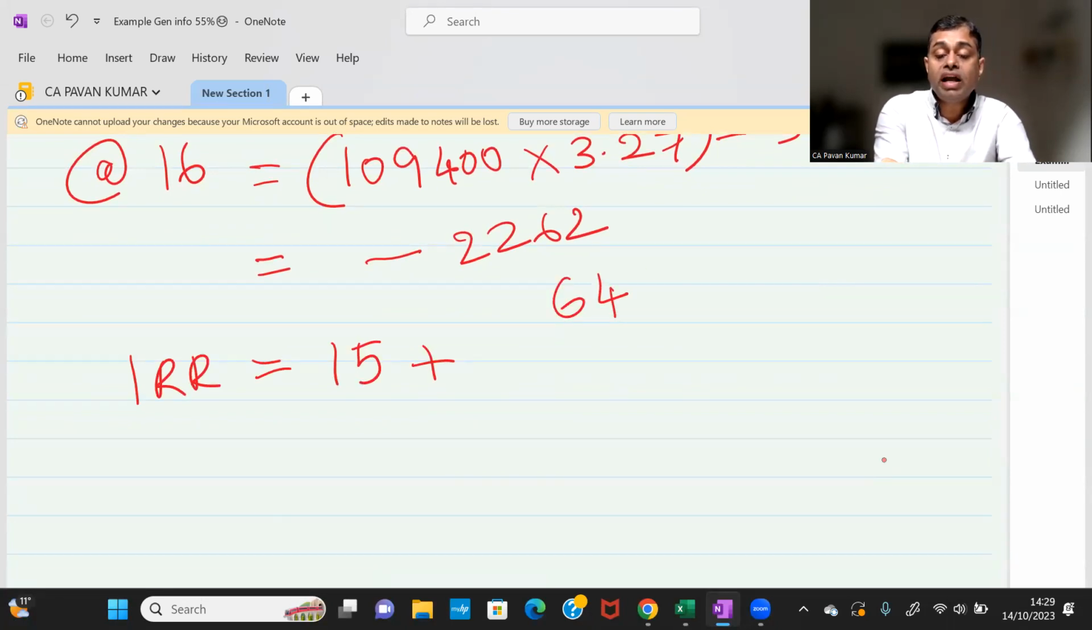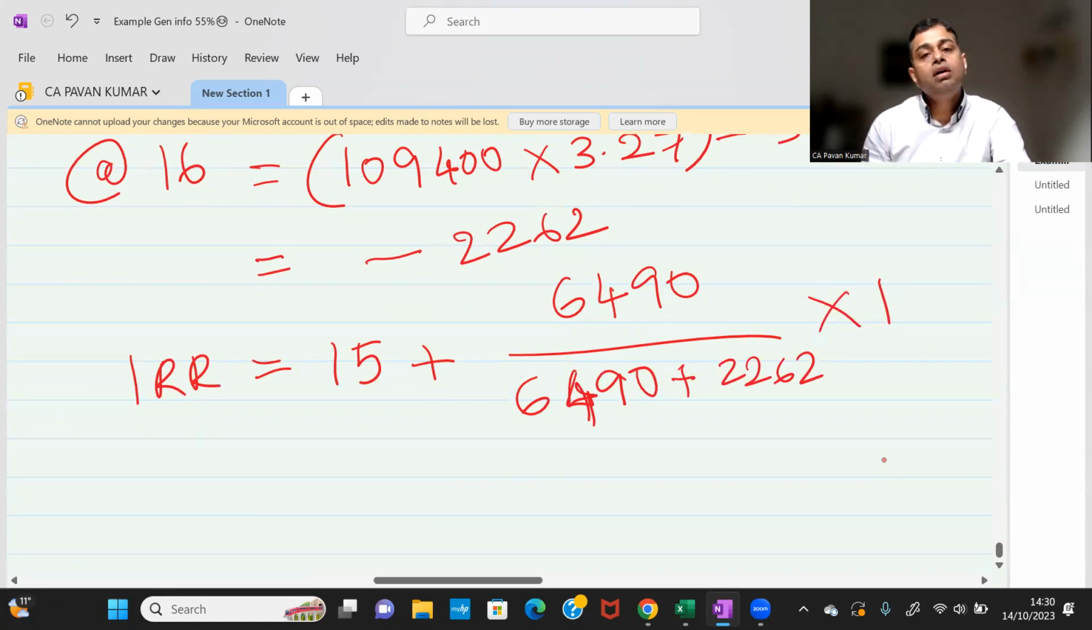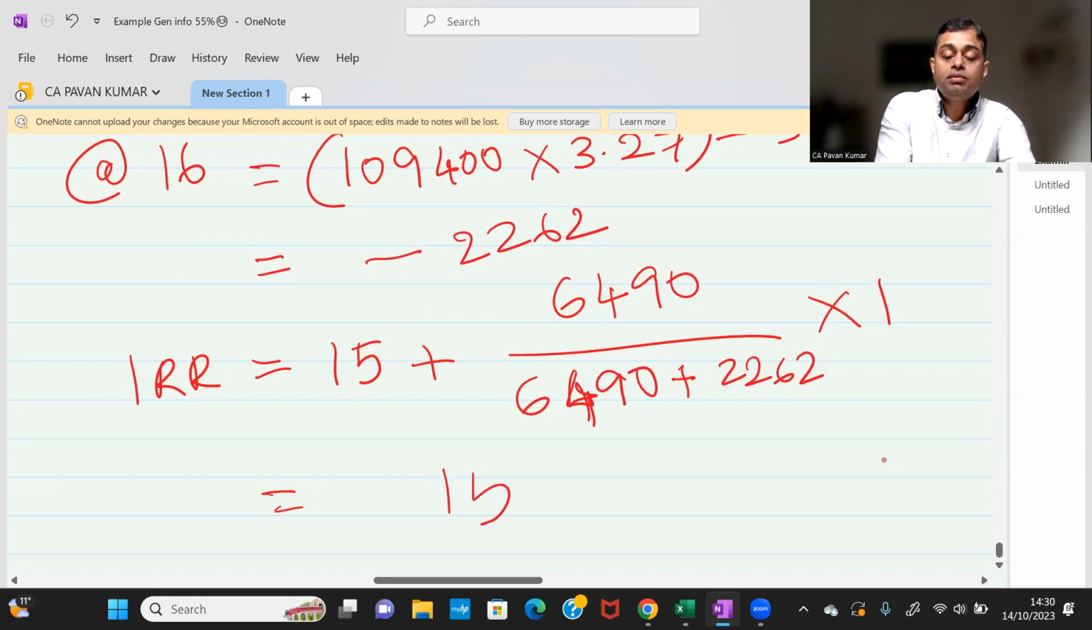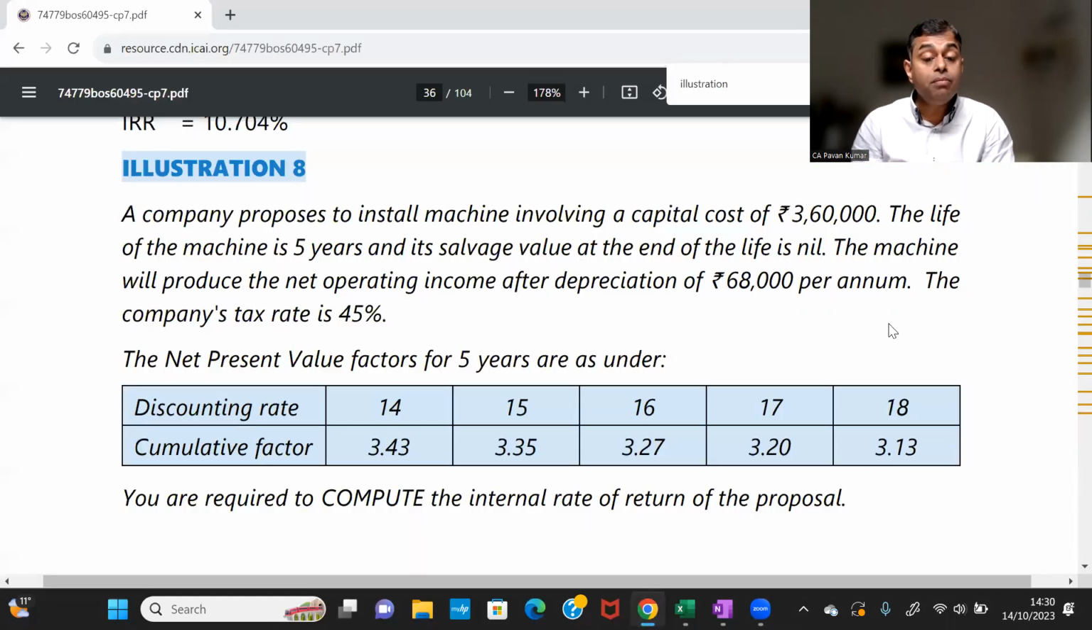Now put this into the interpolation formula and calculate IRR, which is equal to lower rate 15 plus NPV at lower rate 6,490 divided by 6,490 plus 2,262, into (16 minus 15). So can you tell me how much it is? 15.74%. That's all. This is how you calculate this important model. This is a very important question.